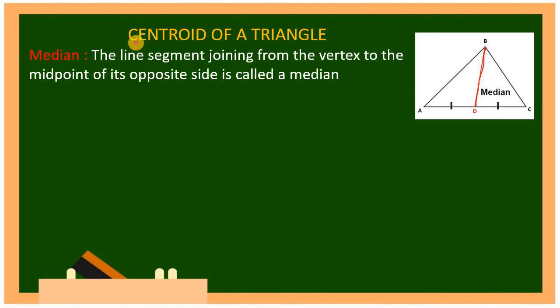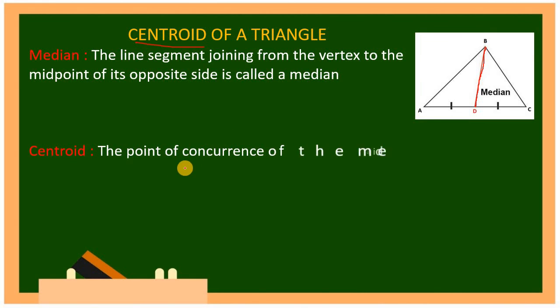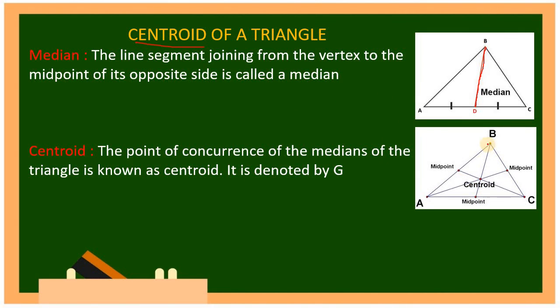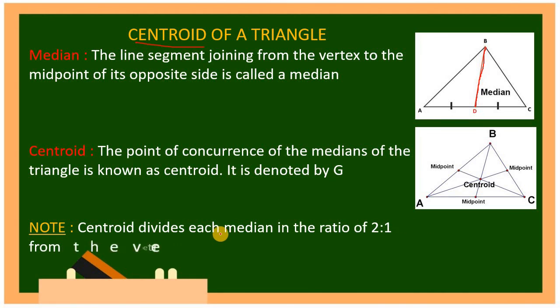Now let us discuss the centroid. The point of concurrence of the medians of the triangle is known as the centroid. It is denoted by G. So the triangle has 3 medians, where the 3 medians meet at a particular point. Thus, that point is called the centroid. Let's see this in the figure. AC has a midpoint, BC has a midpoint and BA has a midpoint. These medians meet at a certain point called the centroid. Note, the centroid divides each median in the ratio of 2:1 from the vertex.